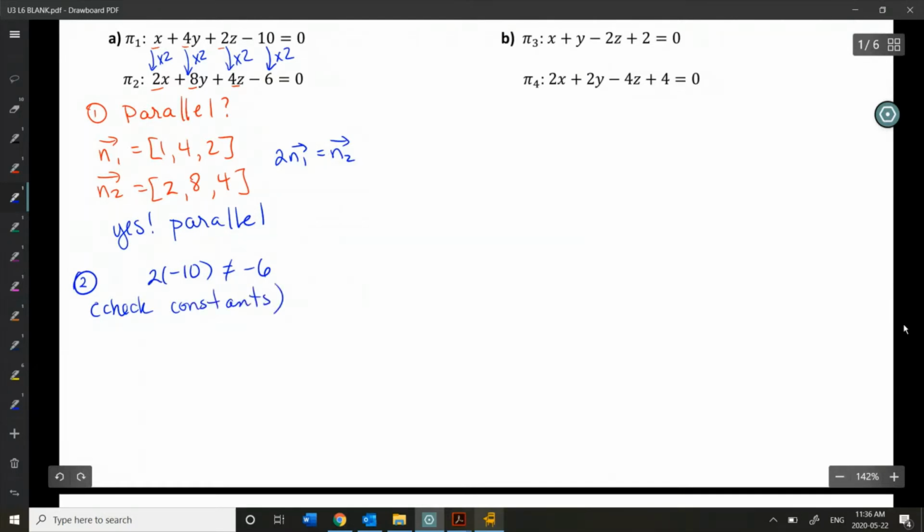If this were -20, then they would be parallel and coincident, meaning we have infinite solutions. So these 2 planes are parallel and distinct, so 0 solutions.